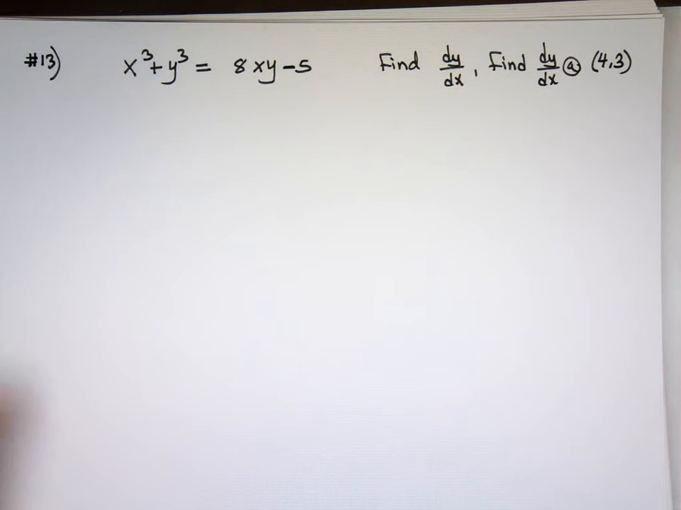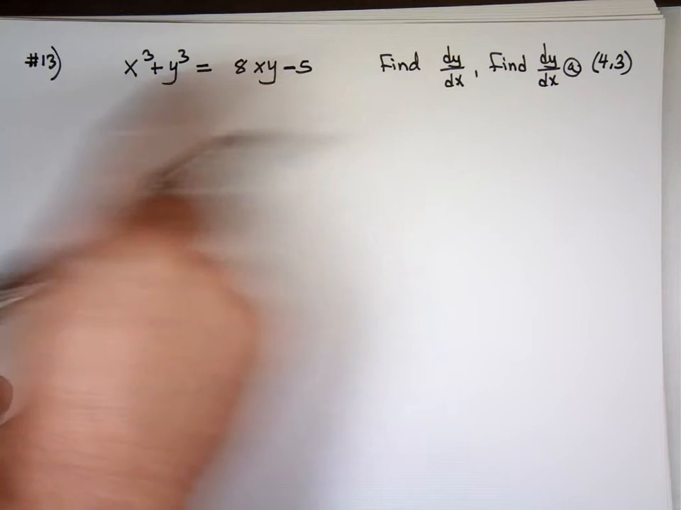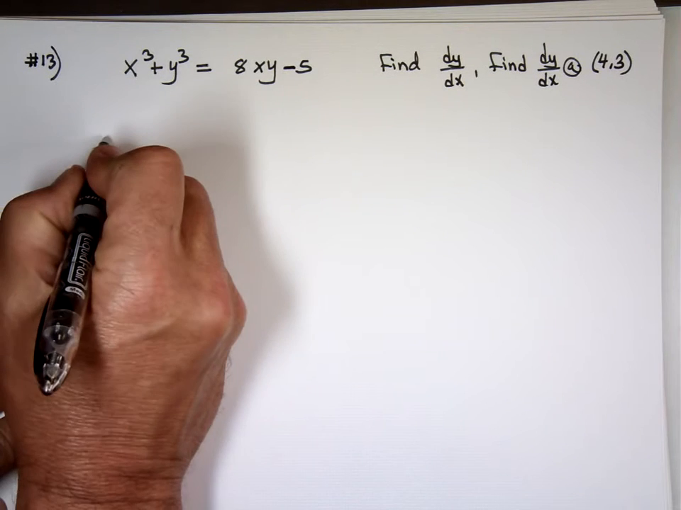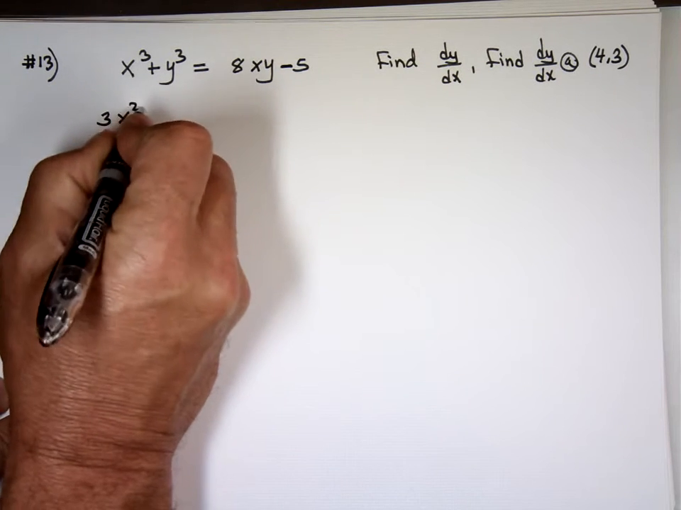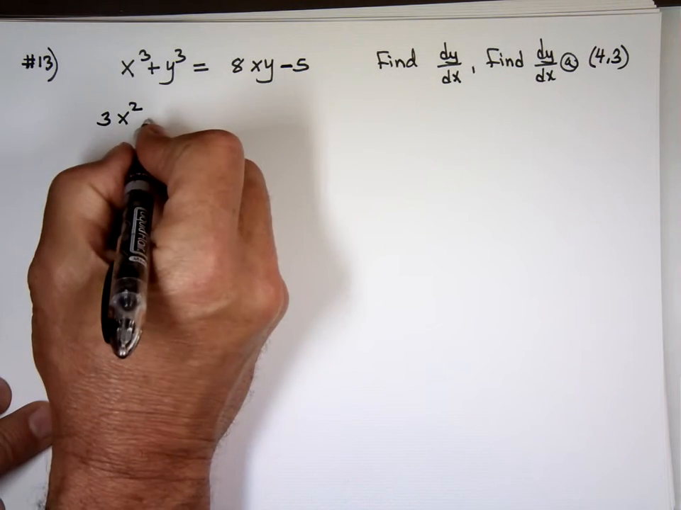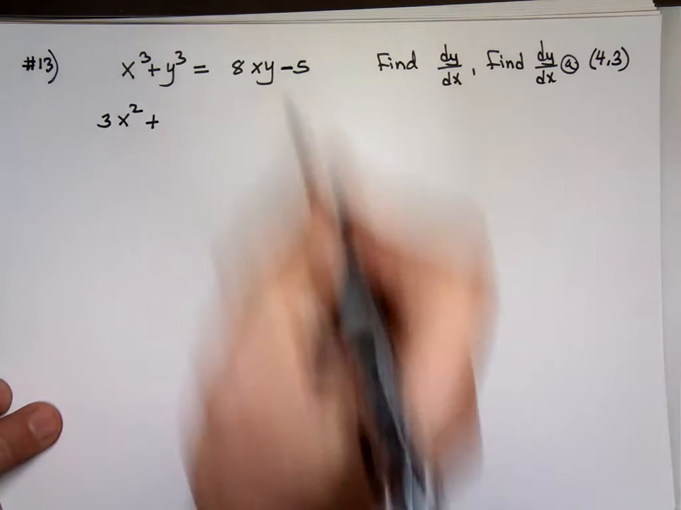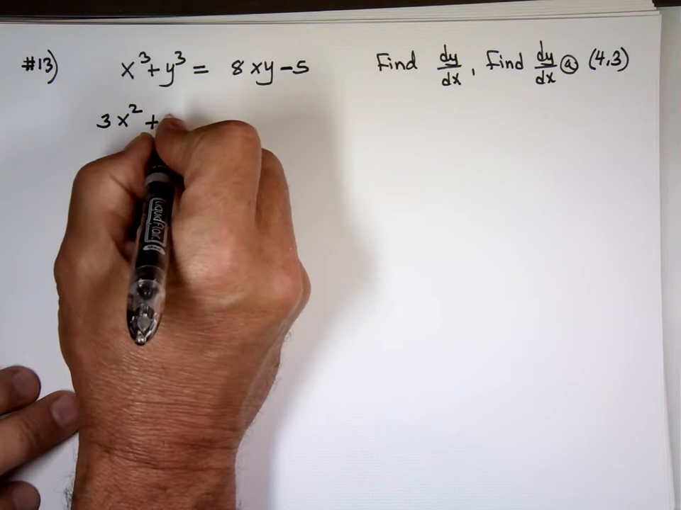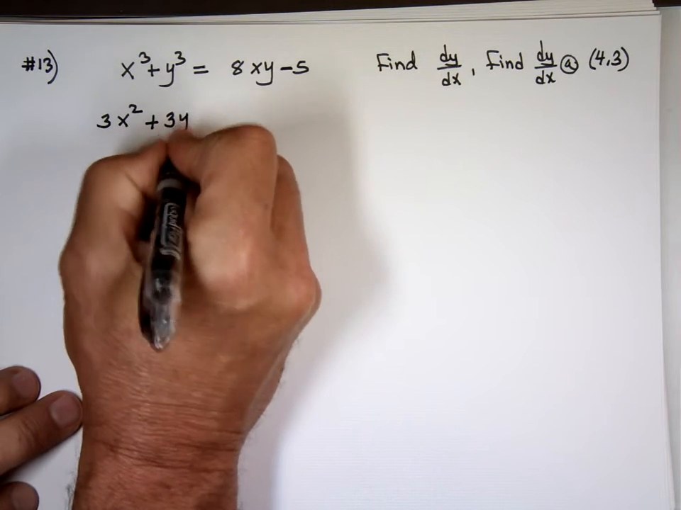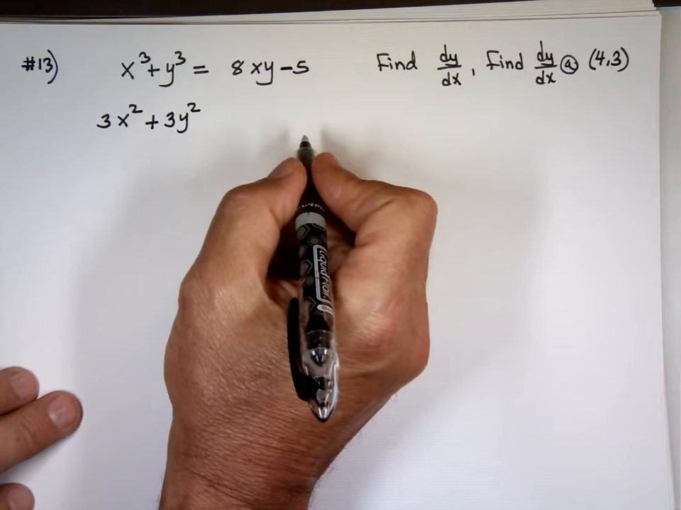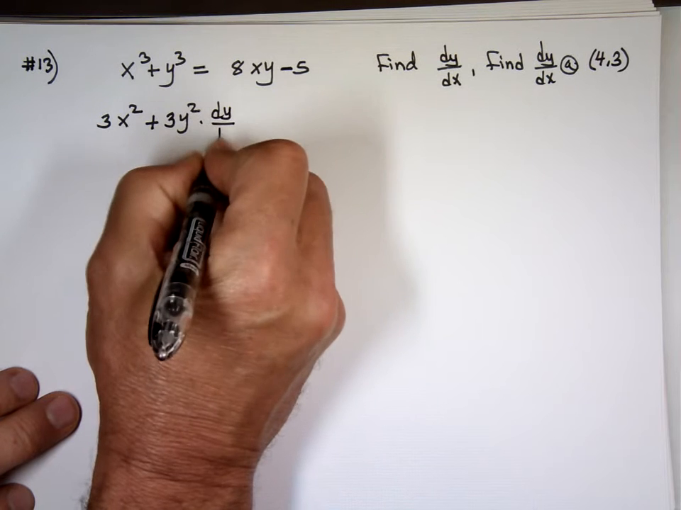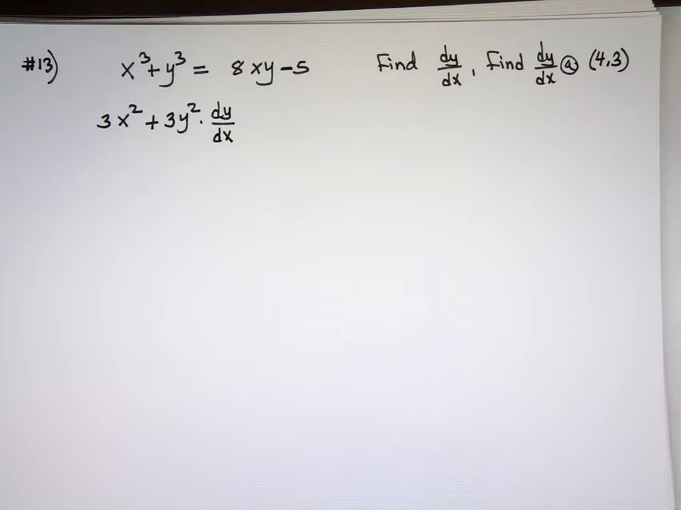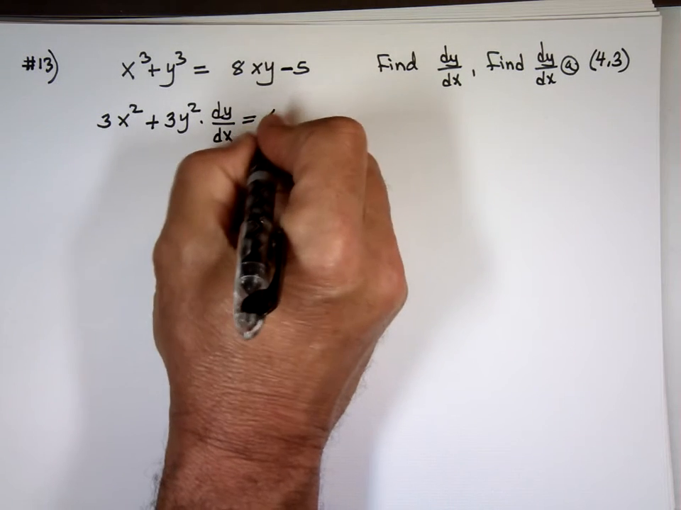So let's take the derivative, go left to right. What's the derivative of x cubed? Good. Times dx/dx if you want to, which is a 1. What's the derivative of y cubed? 3y squared. Keep going. dy/dx. Equals. There's the 8. I'll put in the front.